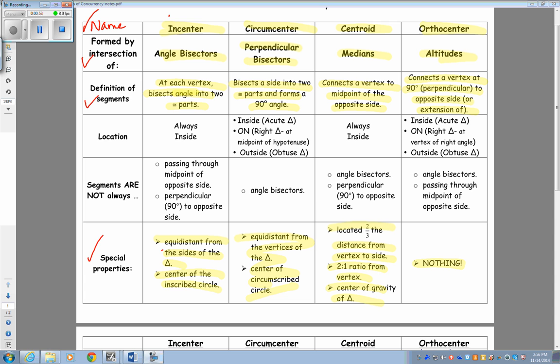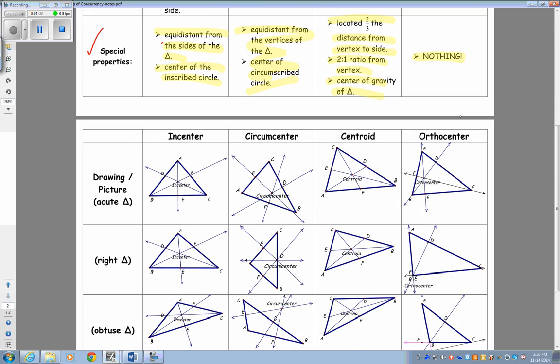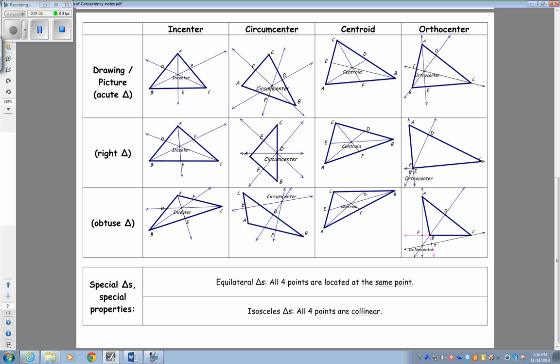On your sheet, you have the 4 special points of concurrency and the special segments that form them. On the back, they give you an example of where each point of concurrency is. I am not going to stress that you memorize whether it's inside or outside for each type of triangle. That's not the main idea. But you are going to use these pictures to help you do some problem solving in your homework packet, and you're going to use the table at the front to help you with the properties. So there's an example of each, just so you know.